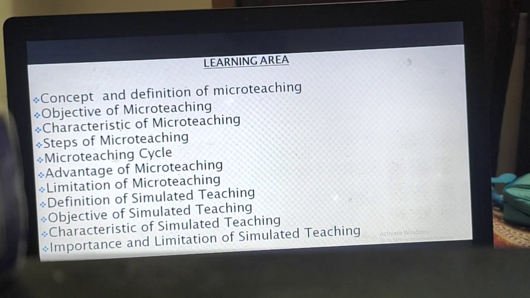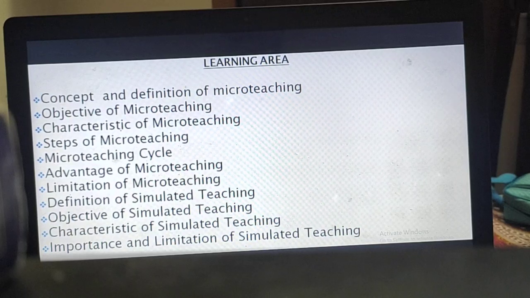Those students who have already learned this area can learn it again for revision purposes, and those who have not read this area have to learn it very carefully, because it is very effective for your examinations and also very effective for preparing micro lesson plans.